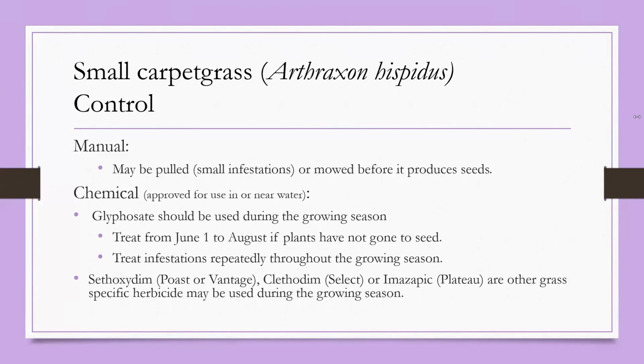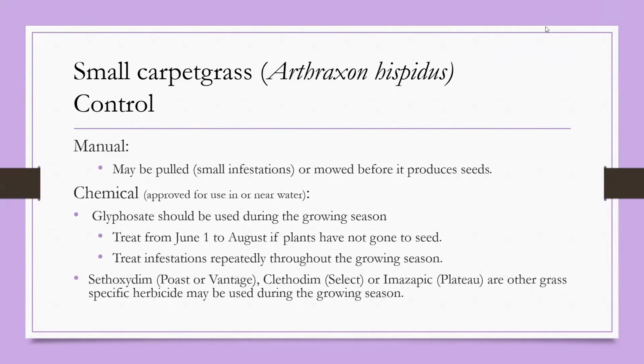So until you exhaust a seed bank, you're going to be constantly pulling. That is okay for small infestations. Use a chemical that's approved for in or near water, because small carpetgrass is a water-loving plant. It tends to grow in wetland areas. You need a chemical that's approved near the water, like some of our glyphosate products like Rodeo.